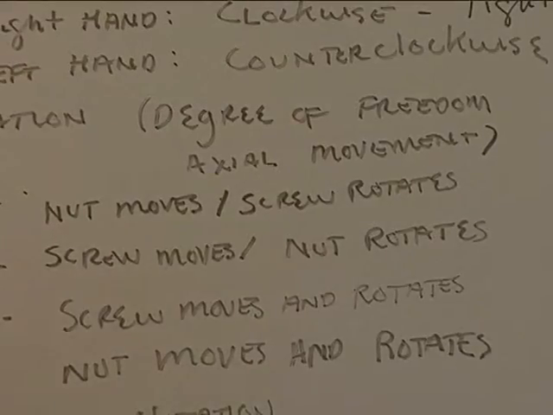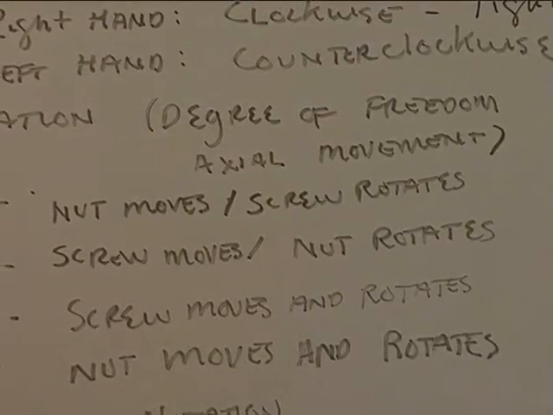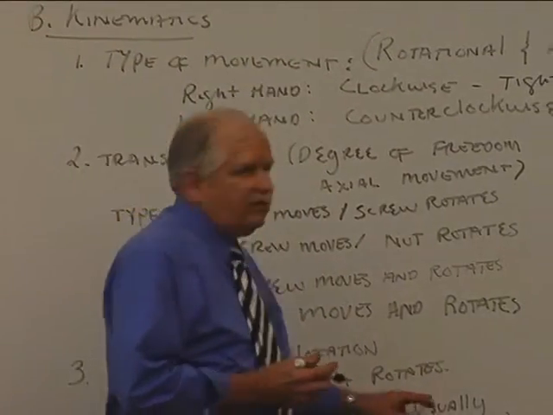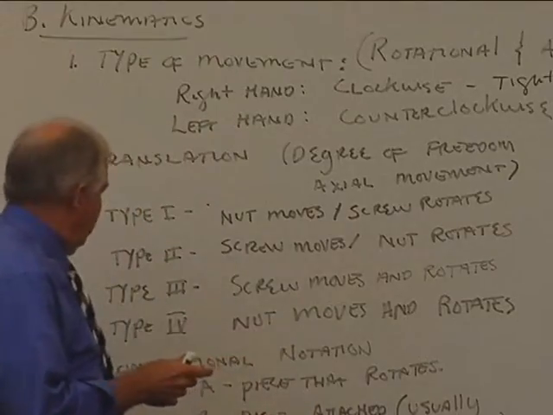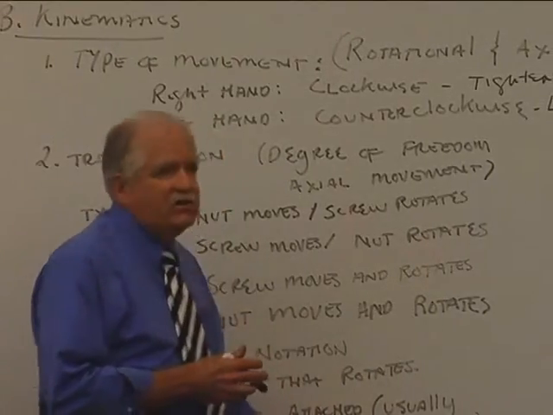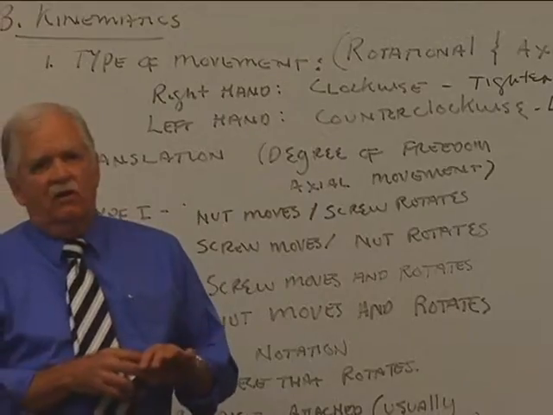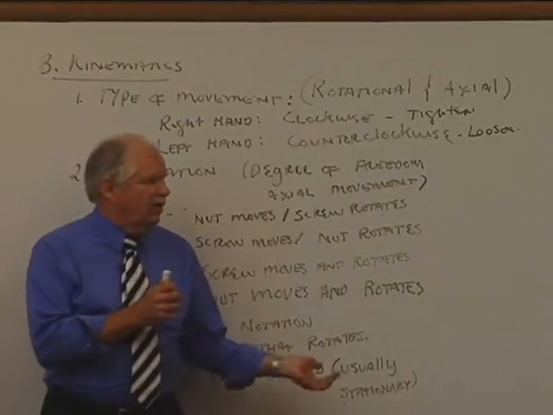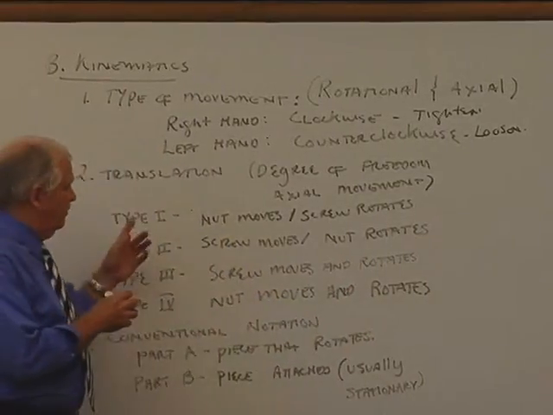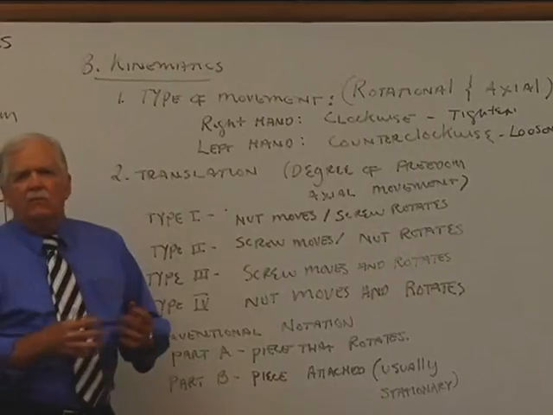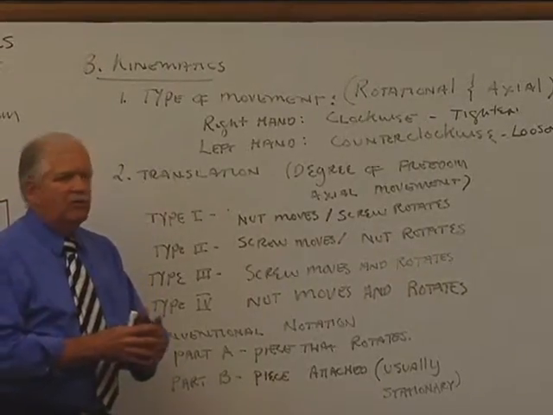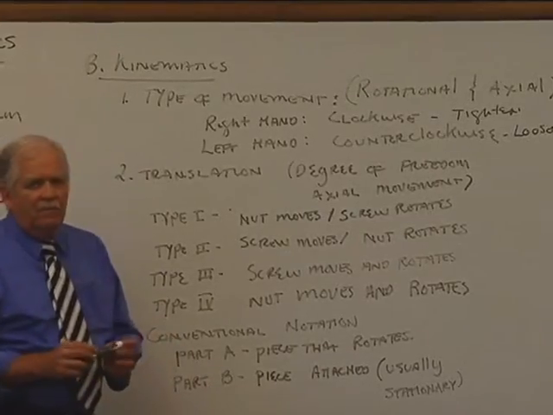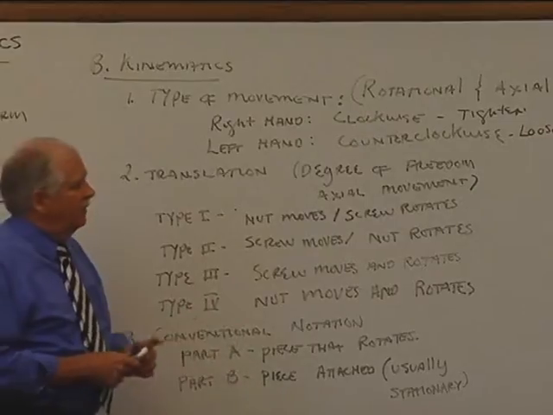Now finally, the conventional notation for this is that part A is the piece that rotates, okay? And part B is the piece that's attached, and usually that is stationary. So if you try to look at relationships between the two, then you have to look at relationships to one of these types. That all comes down to individual problems, and as you look at individual problems, you'll have to identify what the relationship is. So hopefully you can understand that a little bit.